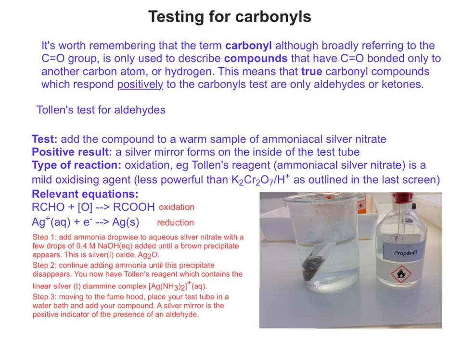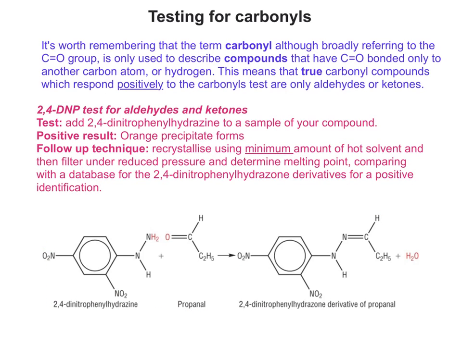So now let's move over to the 2,4-DNP test for aldehydes and ketones. With this particular test, you add 2,4-dinitrophenylhydrazine to a warm sample of your compound, looking for a positive test result of an orange precipitate. This orange precipitate will be a 2,4-dinitrophenylhydrazone derivative of your aldehyde or ketone. An example is given in the equation at the bottom of the screen.